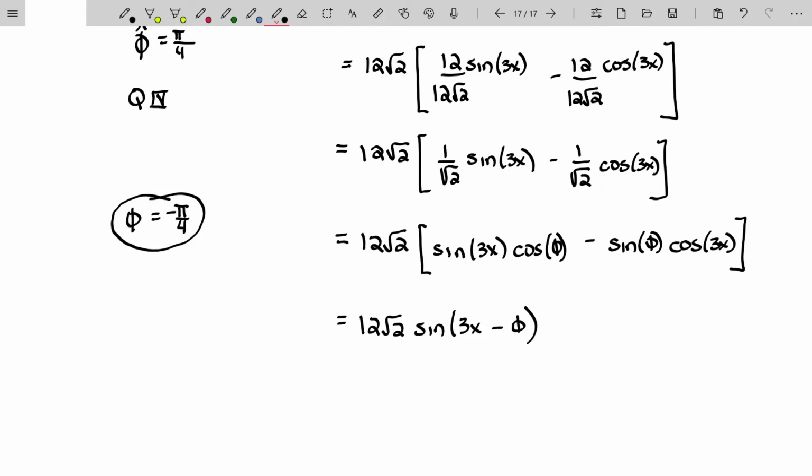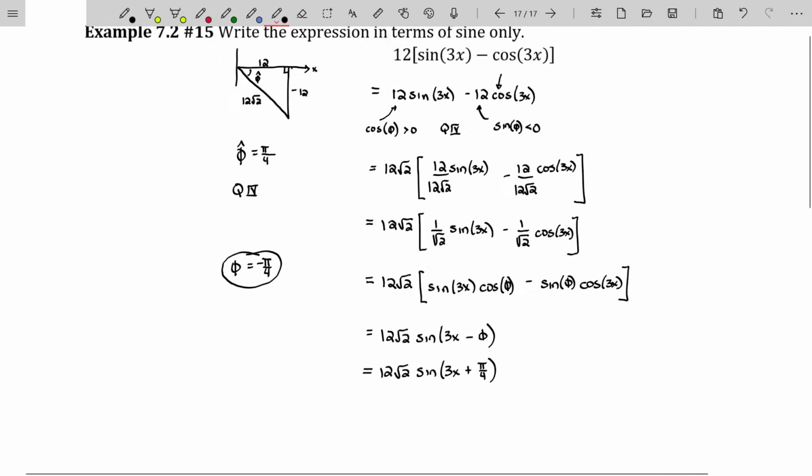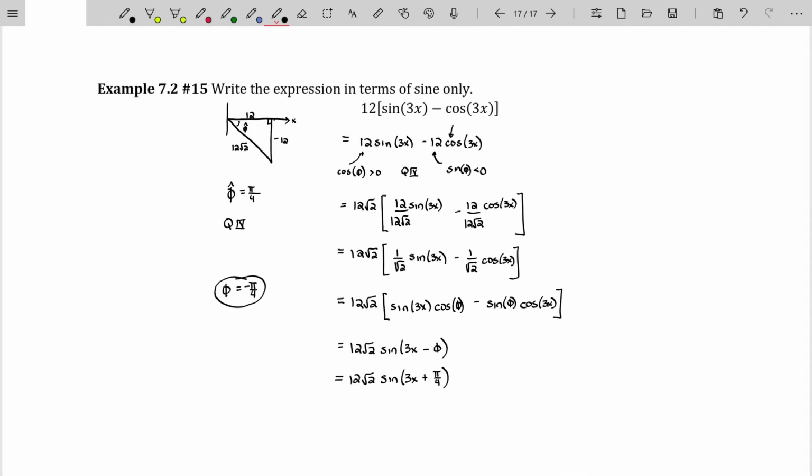And then you can let phi be either 7 pi over 4, or you could let phi be a negative pi over 4. Doesn't really matter. That's going to be the same thing. I'll just let it be a negative pi over 4. So 12 root 2 sine of 3x minus a negative means plus pi over 4. There we go. We have completely transitioned that expression involving two trig functions into a single expression involving only one trig function.